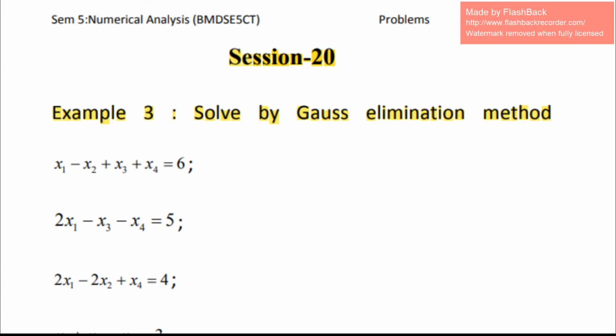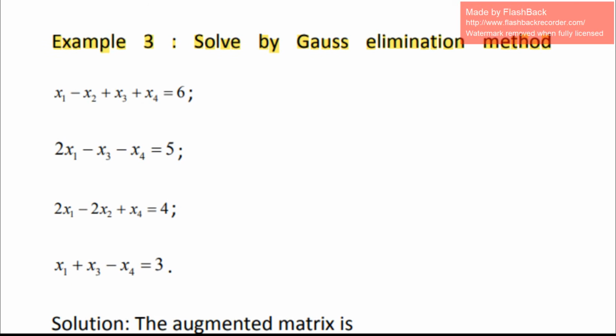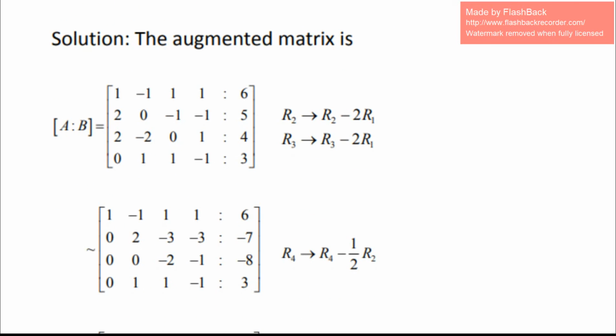x1 minus x2 plus x3 plus x4 is equal to 6. 2x1 minus 2x3 minus x4 is equal to 5. 2x1 minus 2x2 plus x4 is equal to 4. x1 plus x3 minus x4 is equal to 3. Solution. The augmented matrix is here.